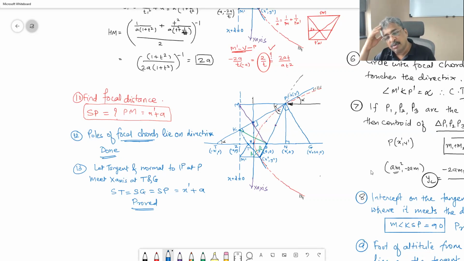Number two, you are supposed to be conversant with the opening left parabola, opening up parabola, opening down parabola, and what the corresponding changes are. What is the equation of tangent in terms of slope for x square is equal to 4by? You need to know. What I will suggest is you should learn by heart all the properties of y square is equal to 4ax and you must remember them.